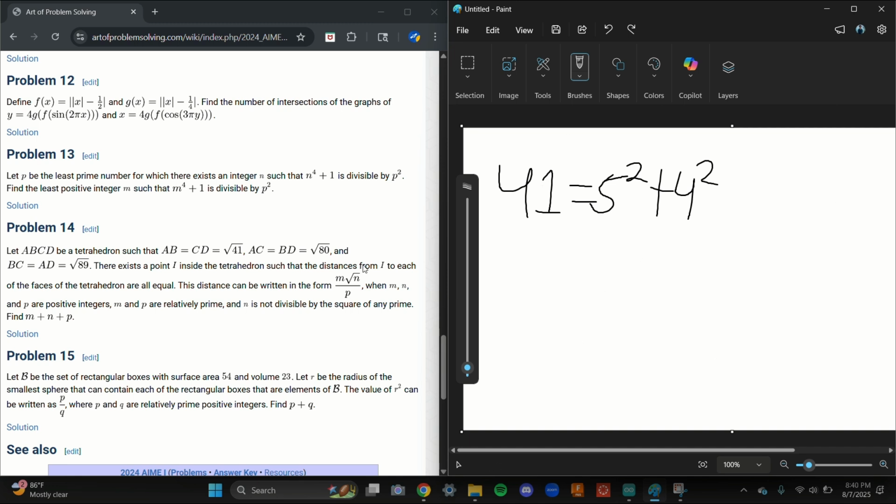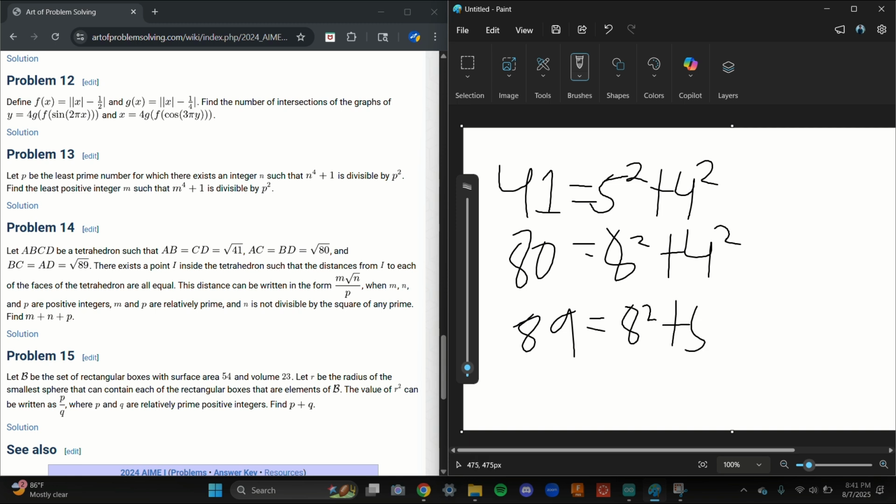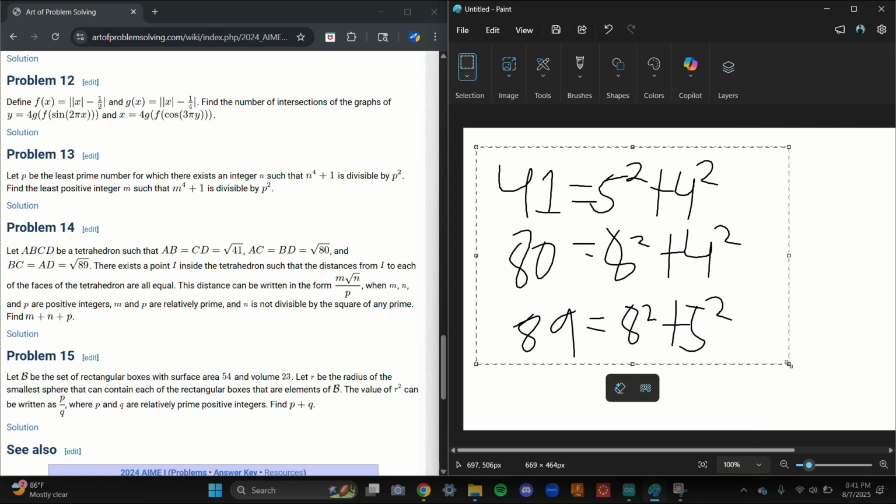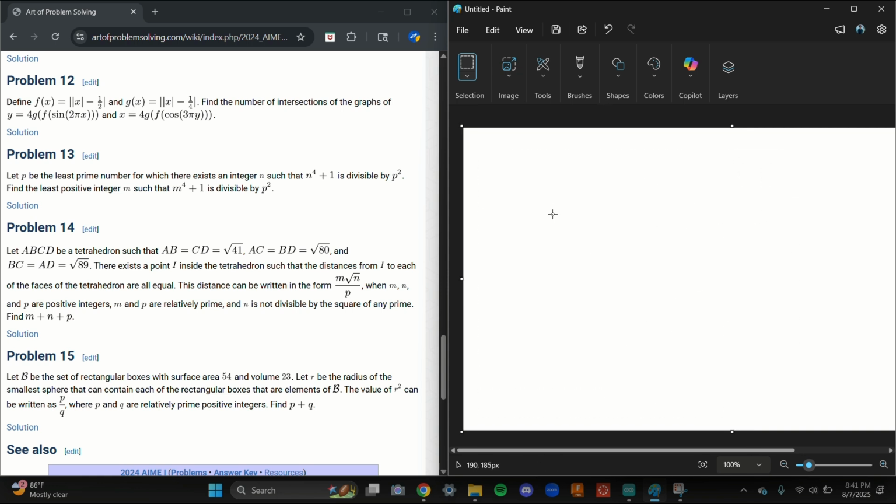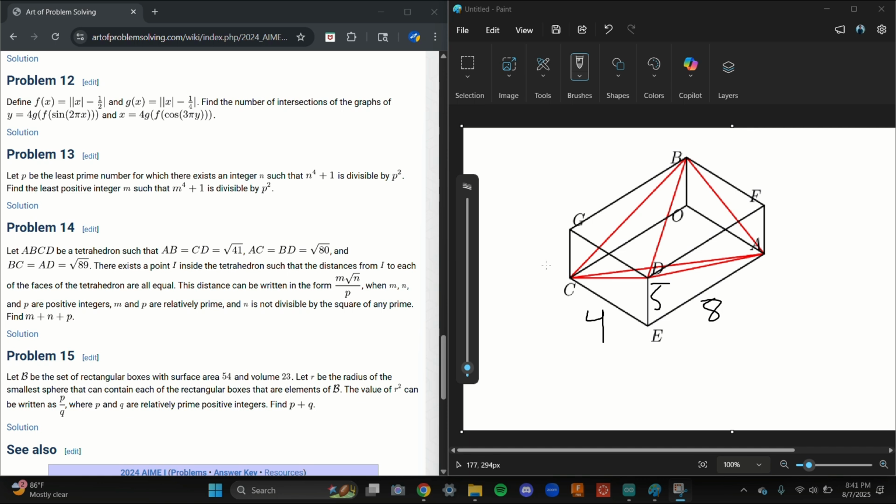So let's do that for all the other sides. 80 can be written as 8 squared plus 4 squared, and 89 is just 9 plus that, so 8 squared plus 5 squared. Okay, so now we can inscribe this tetrahedron in a right rectangular prism, and then we can label that prism's dimensions, right? So this is a rectangular prism, and it has a width of 4, height of 5, and a depth of 8. Now let's let C be the origin.